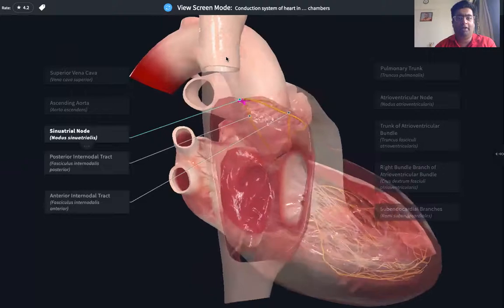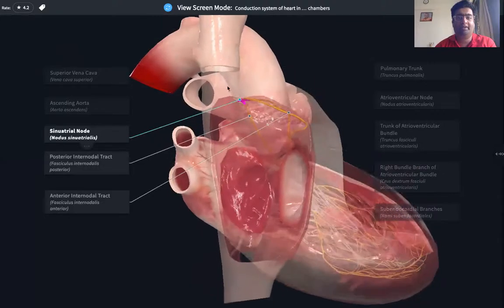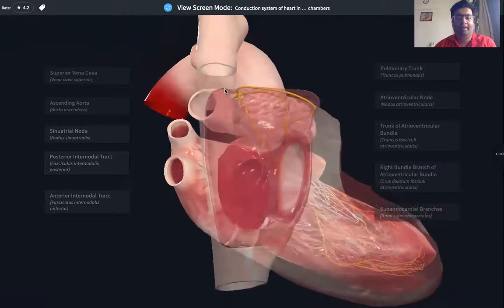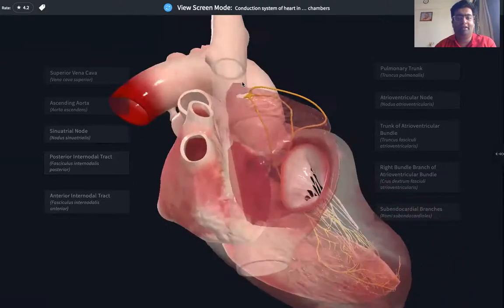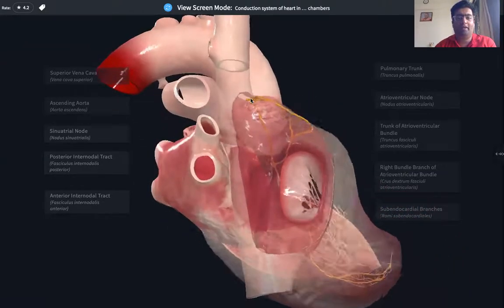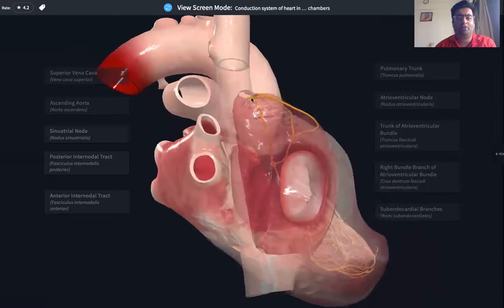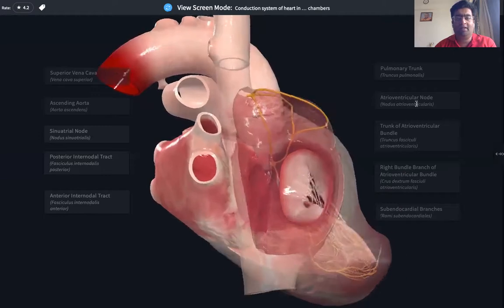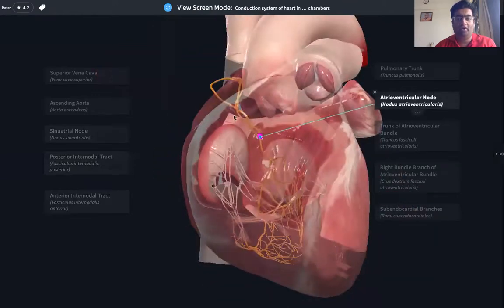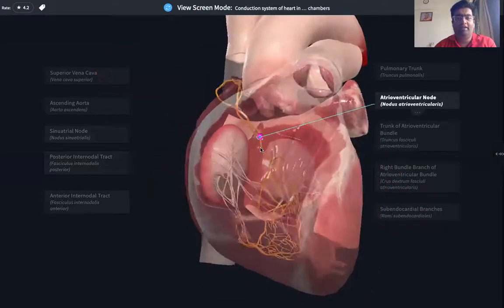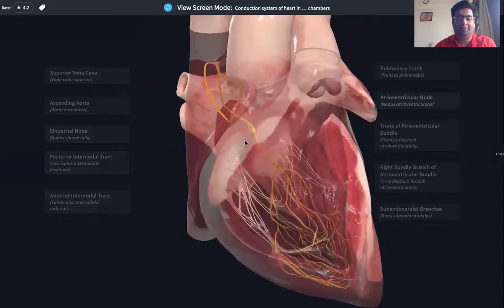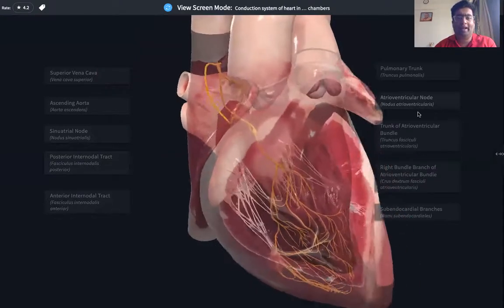This region where my mouse cursor is moving currently is the superior vena cava, where it opens into the right atrium. Just in that region, you have the SA node or the sinoatrial node or the natural pacemaker. Now, the second component of the conducting system of the human heart is the atrioventricular node or the AV node. This atrioventricular node is located in the interatrial septum, close to the tricuspid valve.